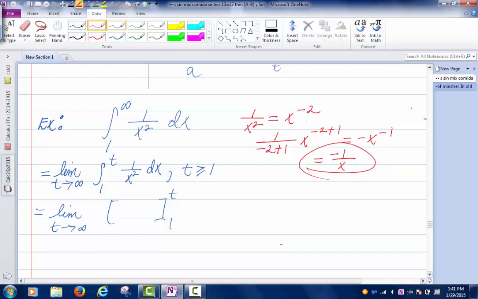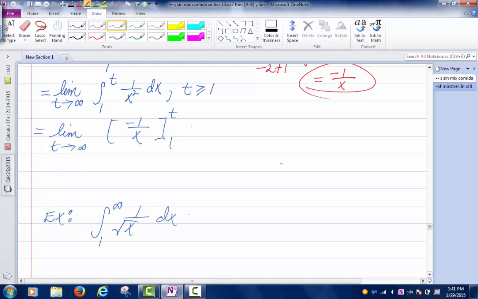So by the fundamental theorem, I can write negative 1 over x here, and next I have to evaluate the antiderivative at t. If I evaluate it at t, I get negative 1 over t, and if I evaluate at 1, I get negative 1 over 1. You guys agree with that? Plug in t, plug in 1, and subtract, right?